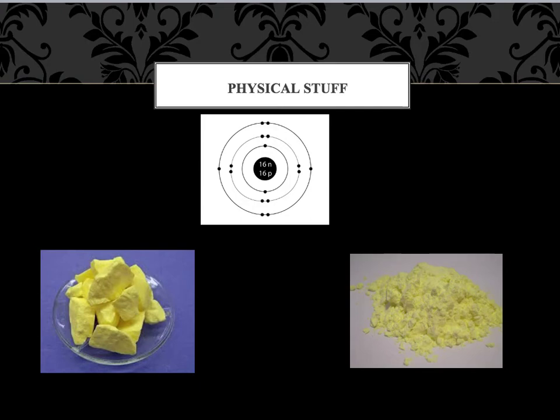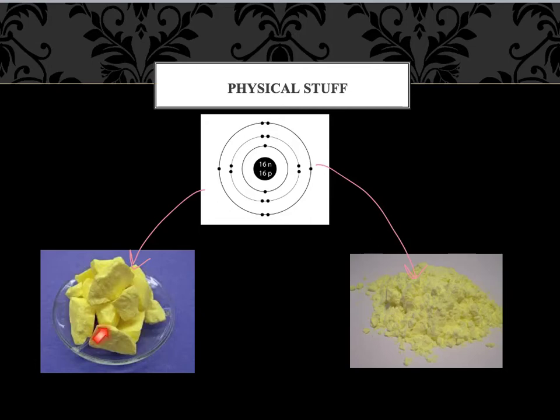Here's an example. So these are both sulfur. Sulfur has 16 protons, 16 electrons, and 16 neutrons. So a single atom of sulfur would look like this. It would have the properties of the bigger chunks. This would just be billions upon trillions of different sulfur atoms joined together. But both of these two would have the exact same properties.